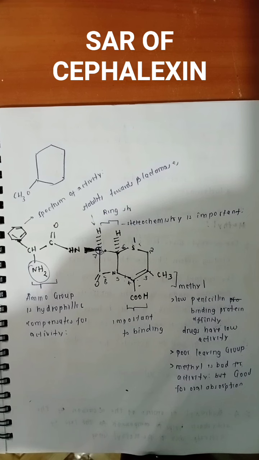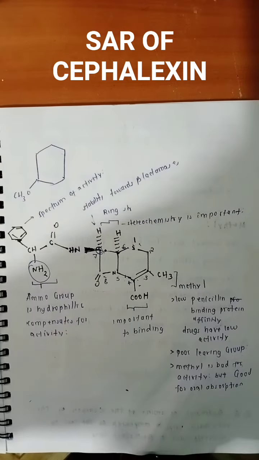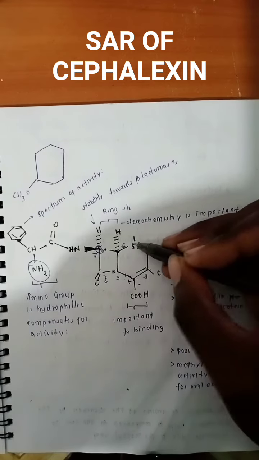So, what is cephalexin? Cephalexin is a first generation cephalosporin which is administered orally. Now, we shall discuss the general SAR, the structural regulations for all cephalosporins, but let's discuss the SAR for cephalexin. So, this cephalexin, we number cephalexin from number 1, 2, 3, 4.